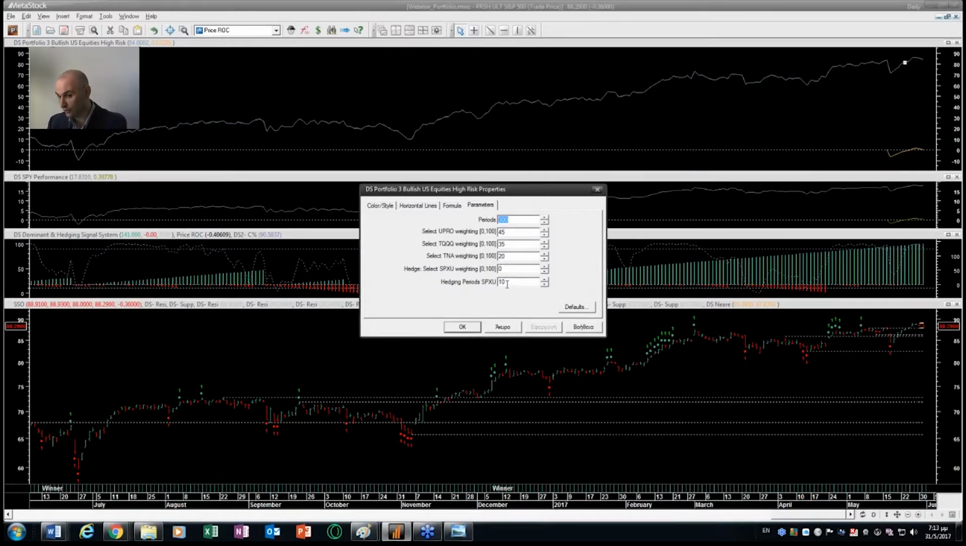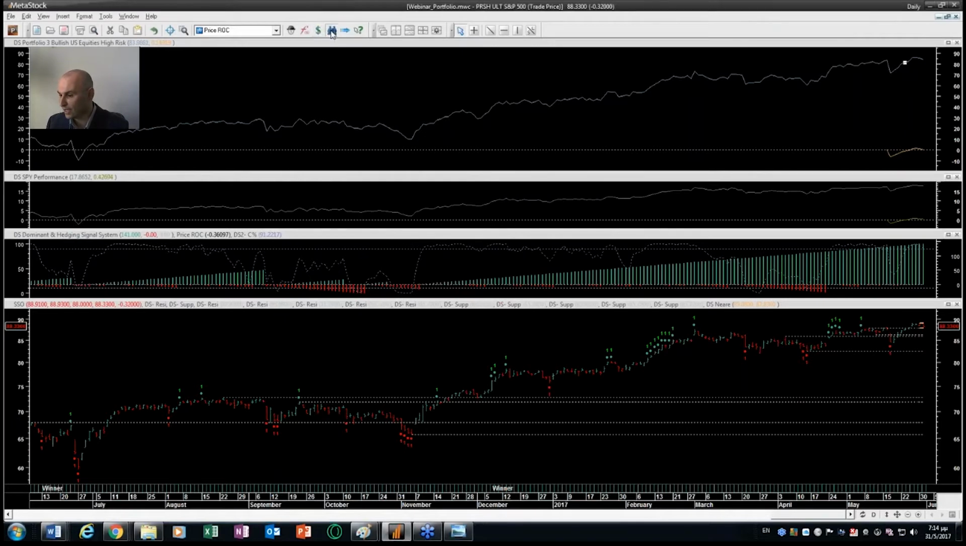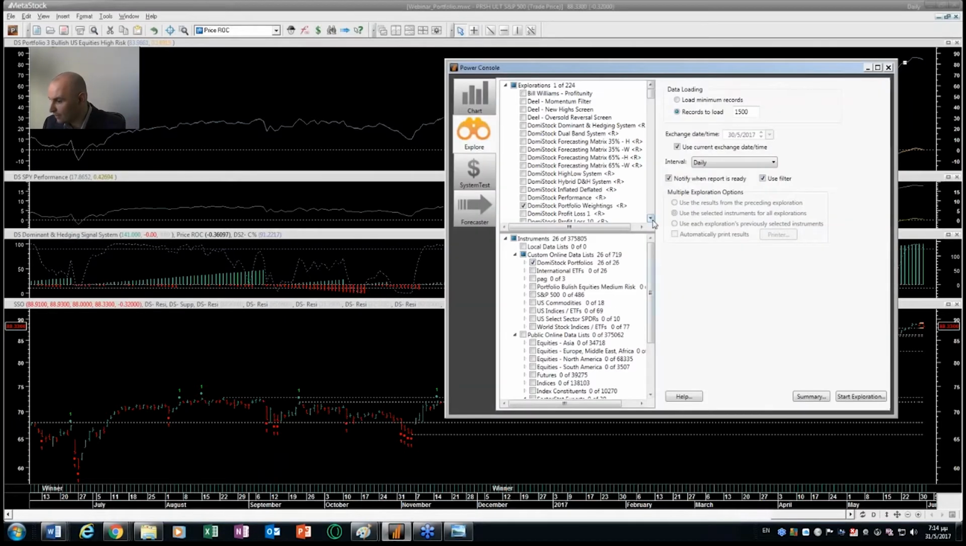And if you have DomiStock, you will see that I have not changed at all the weightings here. This is how it's actually constructed from the beginning. So how is this constructed from the beginning? If you go to the exploration, you will see that there is a DomiStock portfolio weightings exploration. Now, here I have all the DomiStock securities, the securities that I have in the portfolios. There are 10 portfolios.